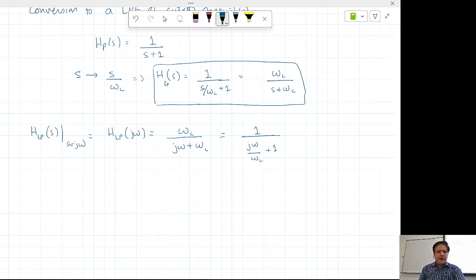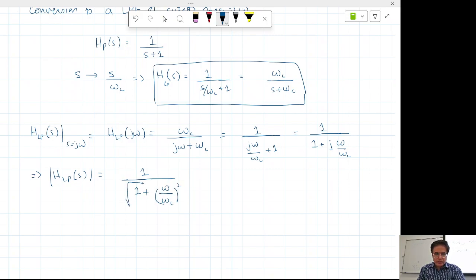All right. Now, if I want to find its magnitude response, this can also be written as 1 over 1 plus j omega over omega c. So I can just rationalize the denominator, multiply and divide by its conjugate, do the simplifications. So I'll find the magnitude frequency response as 1 over the square root of 1 plus omega over omega c squared. So this is the magnitude frequency response.